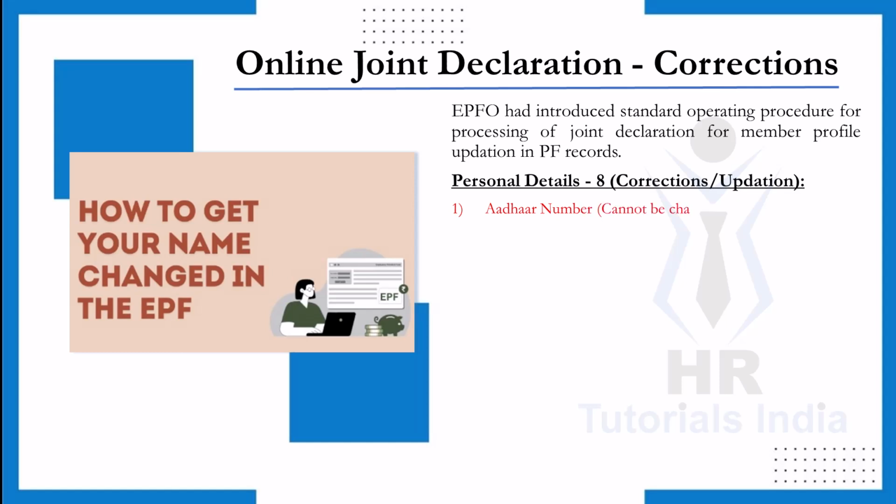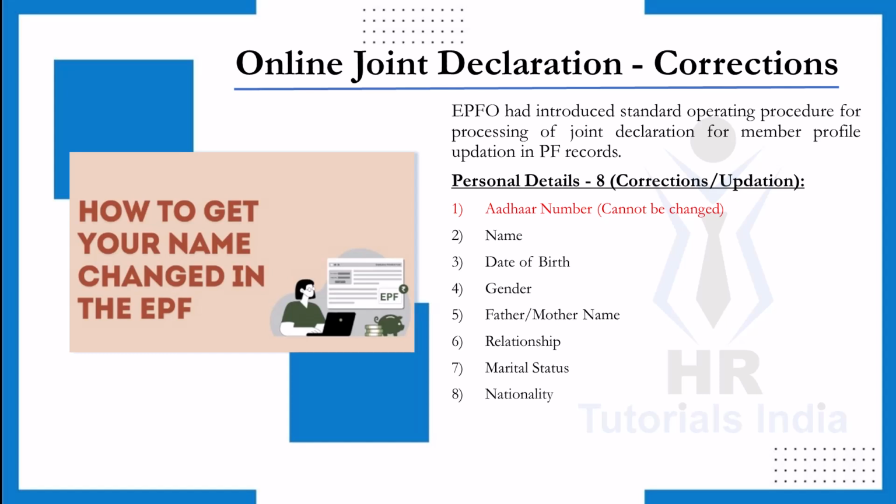Aadhaar number cannot be changed. Aadhaar number will be displayed in the personal details, but it cannot be changed. Name can be changed. Date of birth can be changed. Gender can be changed. Father name or mother name can be changed. Relationship can be changed. Marital status can be changed. And nationality can also be changed. So these are the 8 personal details, among which 7 can be changed, modified or corrected, except the Aadhaar number.